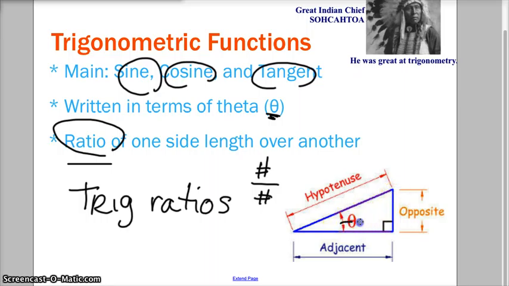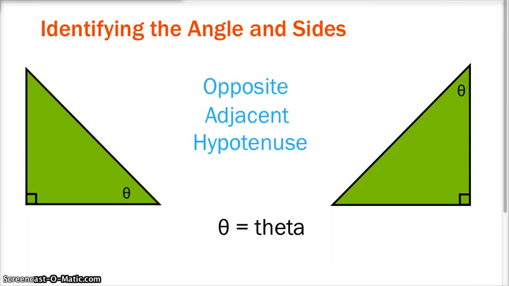Opposite. Opposite means that it's across from the theta. Adjacent means it's next to the theta. And hypotenuse is always opposite the 90-degree angle. Let's work with these three terms. Identify the sides and angles.